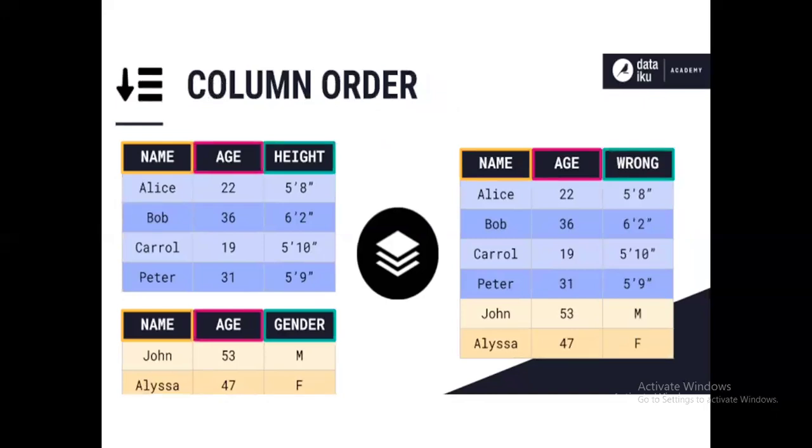Column order. Irrespective of the column names, by default it maps the second dataset's columns to the first dataset's column order. But this is the wrong method. If you see the third column, the first 4 rows are okay, but for the second dataset's rows, under height it creates errors. That is the wrong method.